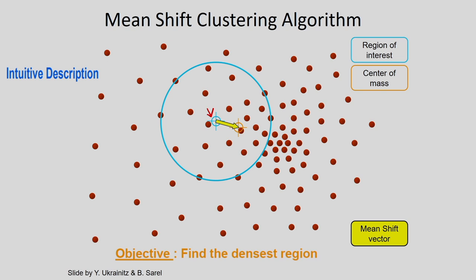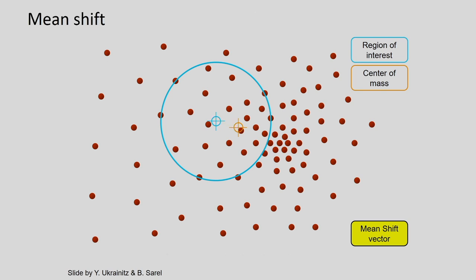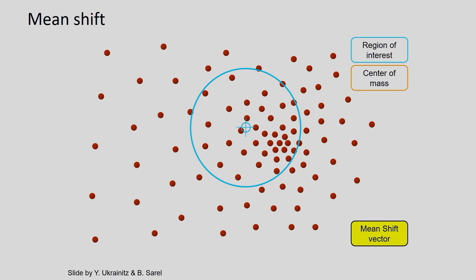That means I have to move the region of interest to the new center of mass. Initially I considered the center of the region of interest, so that point I have to shift to the new position. The new position is the center of mass. Based on the mean shift vector, I can shift the position of the region of interest. So you can see I am changing the position of the region of interest, and corresponding to this position, again you can see the center of the region of interest, and the data points within this particular region of interest.